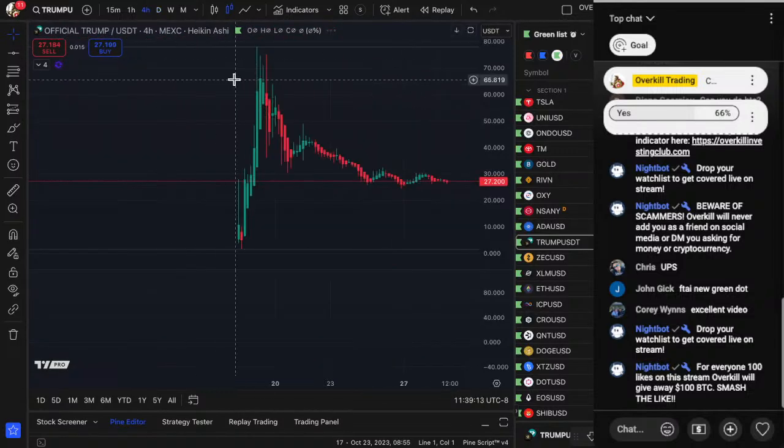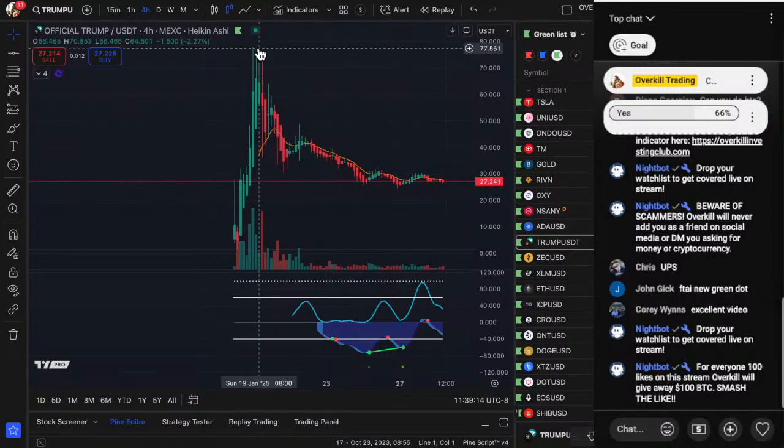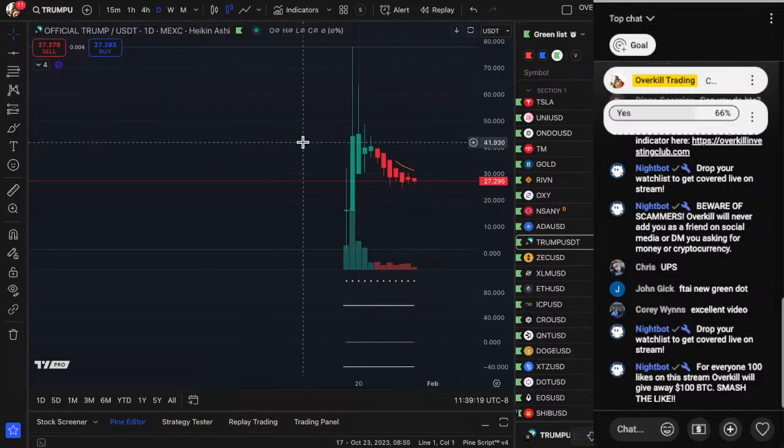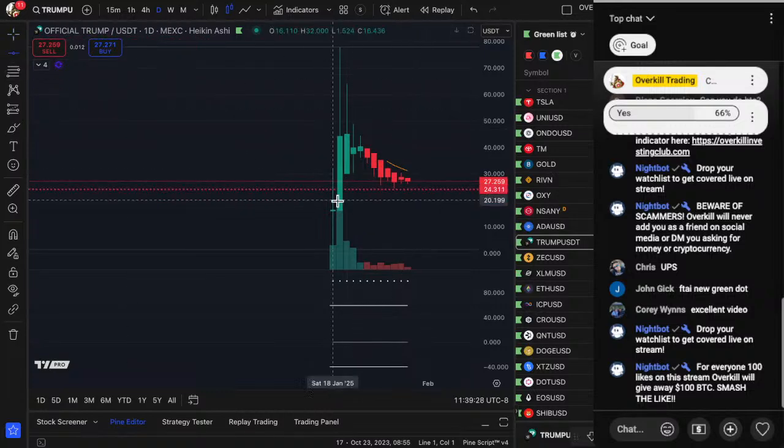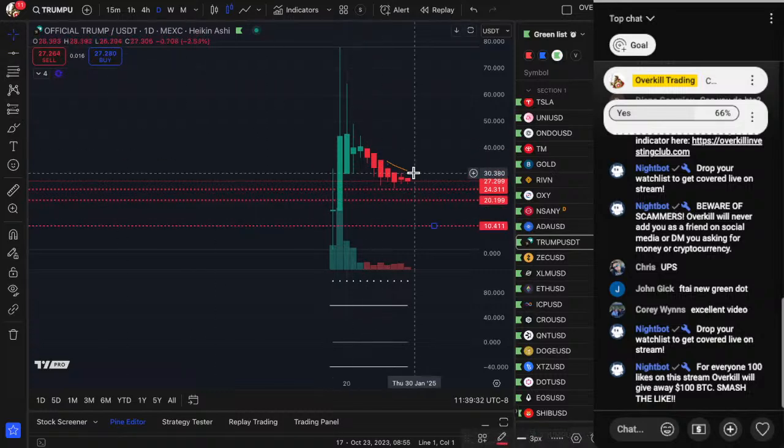I mean, I like it a lot better down here at 27 than I did up here at 80. That's all I'll say about Trump. I do not own any of it. And there's no indicator data yet. So looks like the major level to watch is going to be 24 at the moment. If 24 breaks, it'll most likely go down to 20. And if that breaks, it'll most likely go down to like 10 bucks.